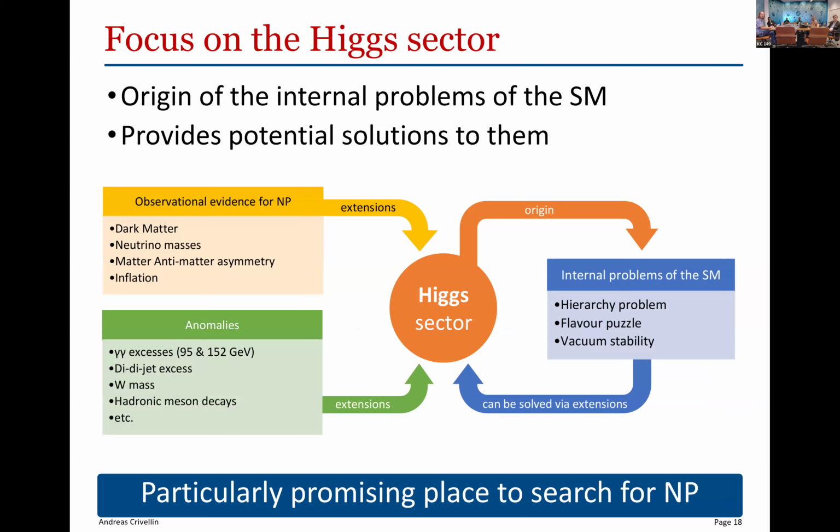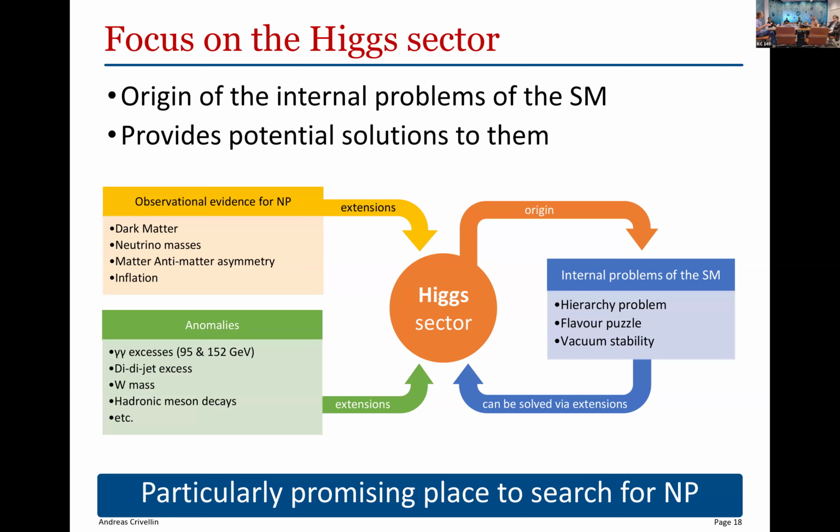So, as said, I will focus on the Higgs sector, and there are several reasons for that. It's the origin of what are called the internal problems of the Standard Model: hierarchy problem, flavor puzzle, vacuum stability. So, hierarchy problem means why is the Higgs at 10^2 GeV and not at the Planck scale of 10^19 GeV? Flavor puzzle means why do we have 3 generations and why are the masses of the fermions so very different, from the electron of 500 keV to the top quark of 170 GeV.